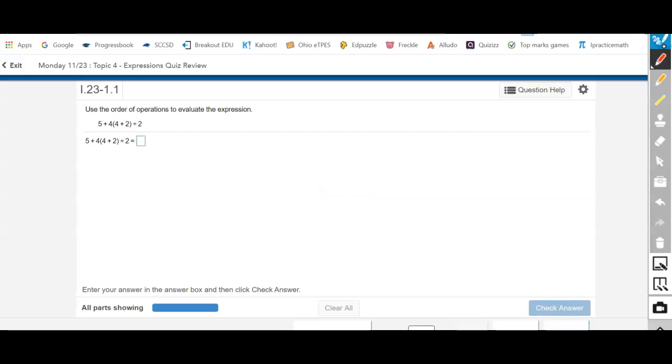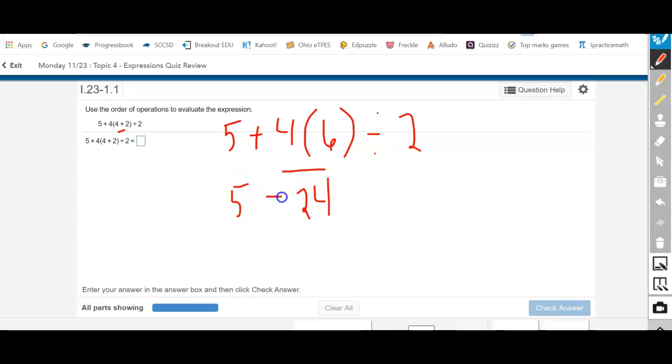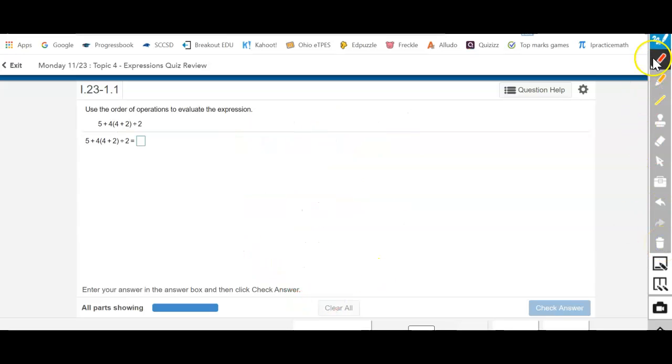Now we got to use our order of operations and solve. So what I'm going to do is parentheses first. 5 plus 4 times 6 then. That's what I get out of the parentheses. And I'm going to rewrite each step. I'm going to multiply. That's, what, 24? 5 plus 24, now divided by 2. So I have to divide before I add. So 24 divided by 2 is 12. 5 plus 12 then is 17. So my answer is 17 on that one.